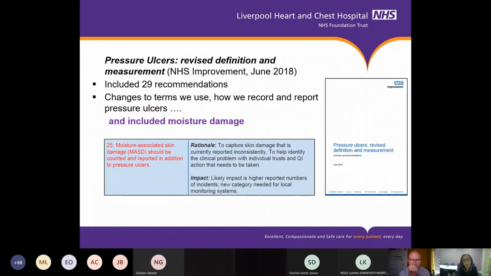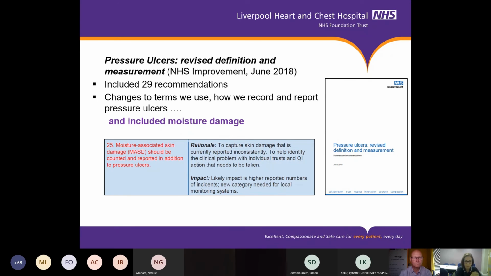But of course, we have national drivers, and this document that you may be very familiar with, because as TVNs and perhaps quality leads, patient safety leads, this may have come under your radar. It was an NHS Improvement document in 2018, and it was predominantly about pressure ulcers. It had 29 recommendations in it, and a lot of them were associated with pressure ulcers. The terms avoidable and unavoidable shouldn't be used. The term category should be used instead of stage and grade. And there were lots of others about how you record and report pressure ulcers.